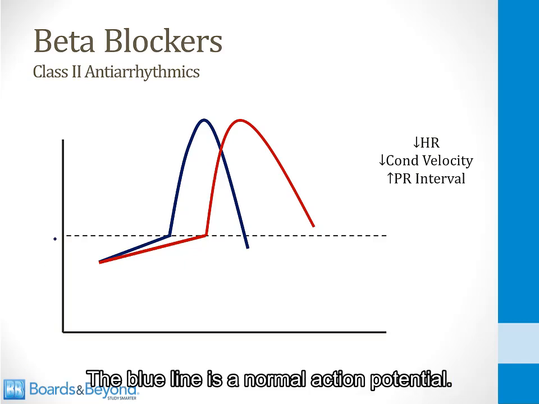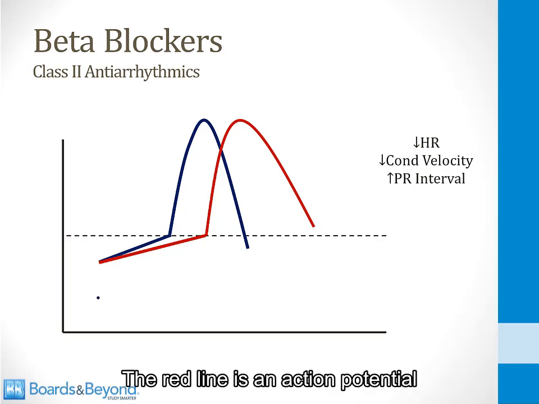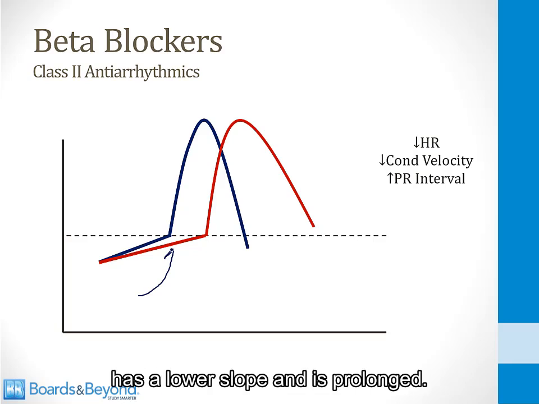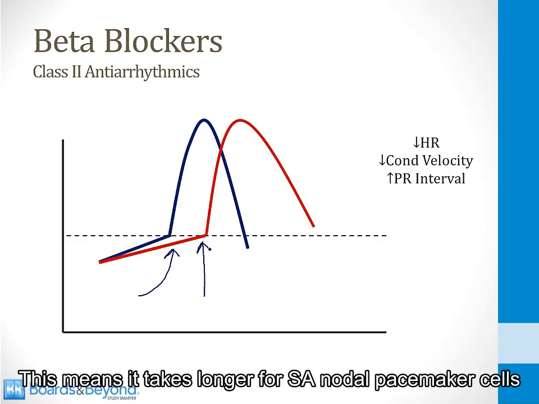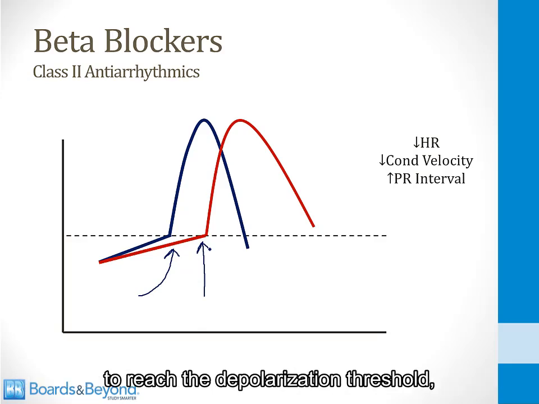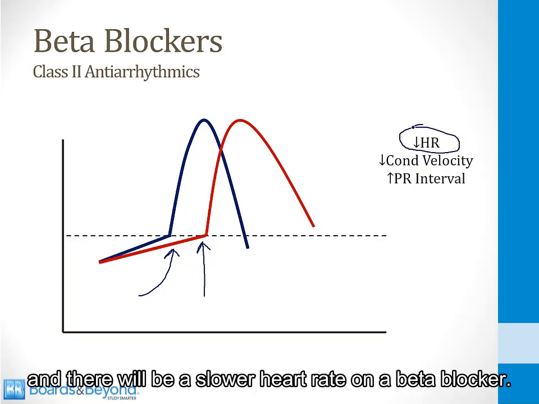To make this more clear, here's a drawing of the pacemaker action potential. The blue line is a normal action potential. The red line is an action potential after administration of a beta blocker. You can see that phase 4 has a lower slope and is prolonged. This means it takes longer for SA nodal pacemaker cells to reach the depolarization threshold. Thus, they will depolarize less frequently and there will be a slower heart rate on a beta blocker.